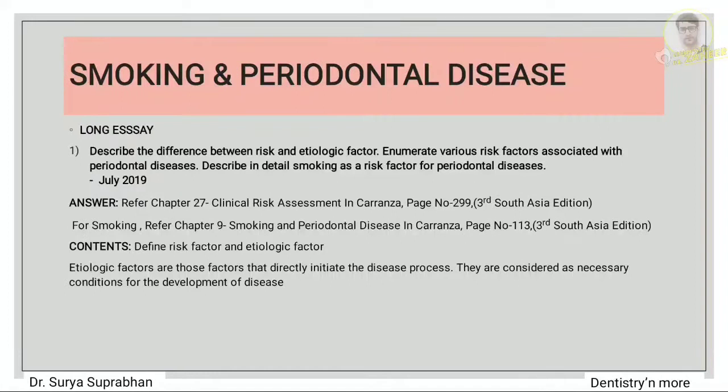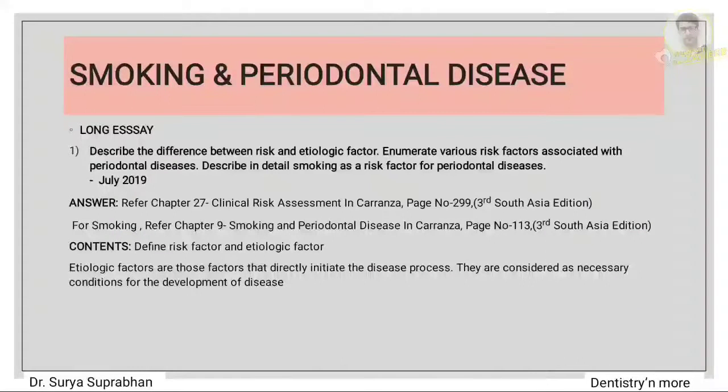Coming to the next chapter, that is smoking and periodontal disease. So the first is the long essay. Describe the difference between risk and etiologic factor. Enumerate various risk factors associated with the periodontal disease and describe in detail the smoking.